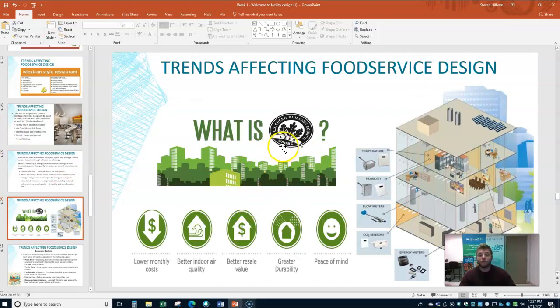So there's LEED, which I talked about, for lower monthly costs. Why is it a big trend for us to use? There are different classifications out there as well, but LEED is one of the main worldwide renowned ones. And Tim Hortons, believe it or not, is one of the ones that has received a LEED designation. And we'll go through why they have.